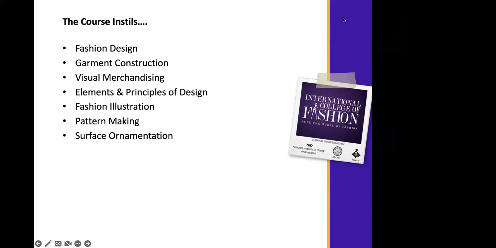Like I said, आपको जितने flaws हैं body के वो camouflage करने हैं. आपको जितने good features हैं उनको highlight करना है. अगर कोई short है तो उसको tall कैसे करना है दिखने में, visual effects of it. तो वो चीज आप elements and principles में सीखेंगे. Fashion illustration is making those croquis designs, like I said.